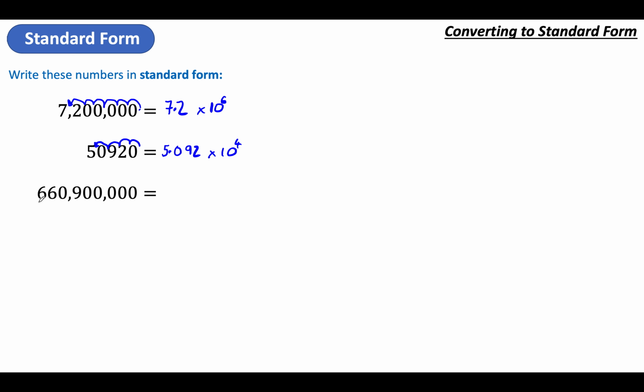The other one. Okay, same thing again. Write out the decimal part. So 6609. I don't want any zeros after that. Not bothered with those.